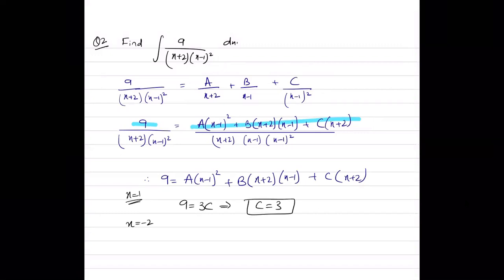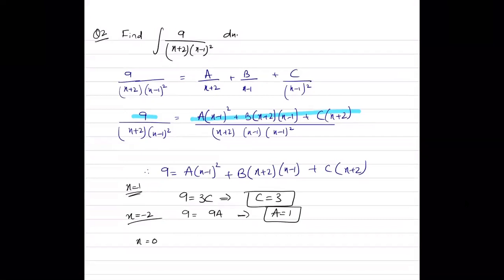Yes, sir. Then if we take x as minus 2, minus 2 will cancel out b. We are going to have 9a, and it will also cancel out c, so a comes out to be 1.